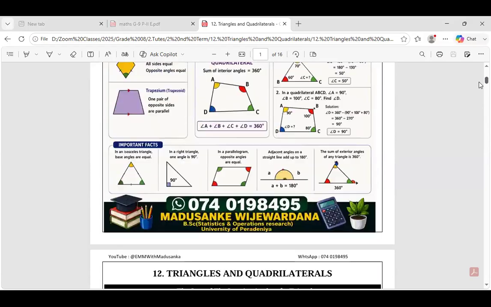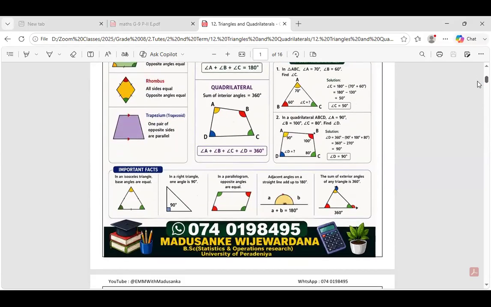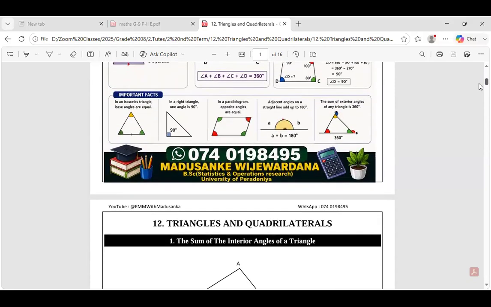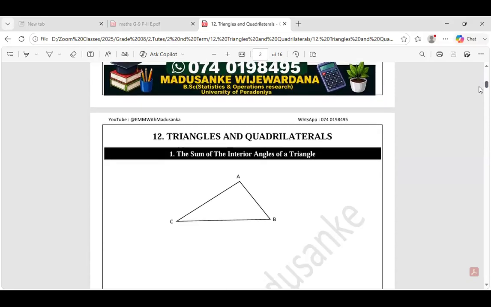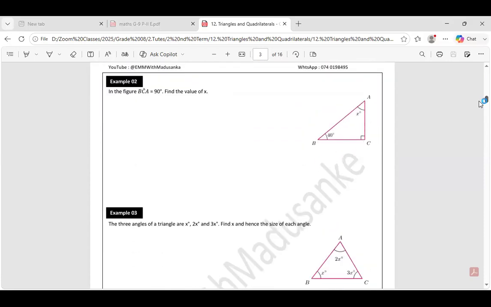triangles and quadrilaterals. So in the power page also there are a lot of things that you need to know. We have done this one. Example number 1, I have done it. This is example number 2.